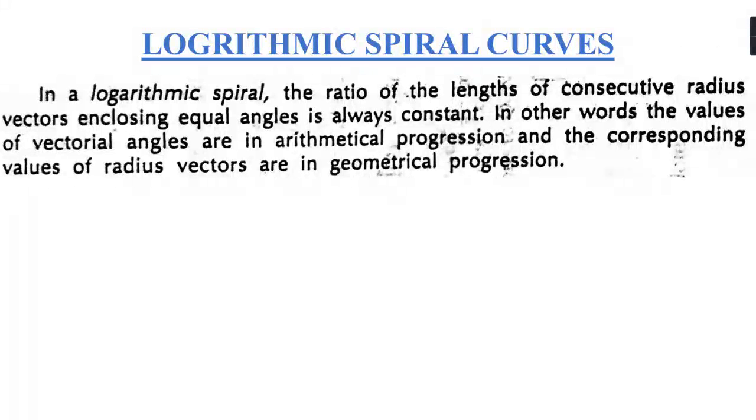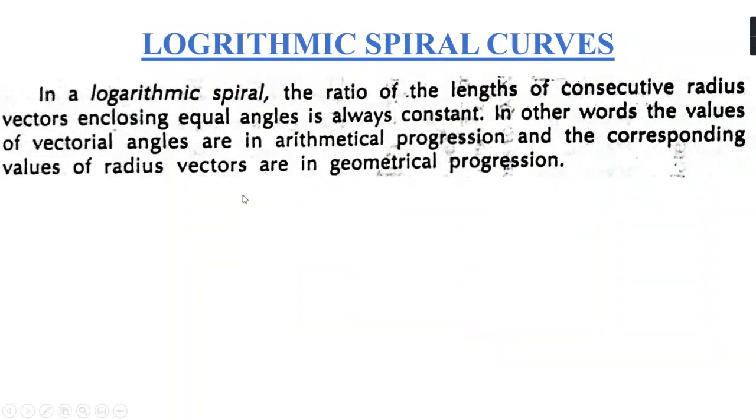The second one is the logarithmic spiral. In the logarithmic spiral, the ratio of the lengths of consecutive radius vectors enclosing equal angles is always constant. So the line is moving with uniform velocity, but the point is moving in a geometric progression. Why? Because the ratio of the lengths of consecutive radius vectors is equal, while the angle between two radius vectors is constant.